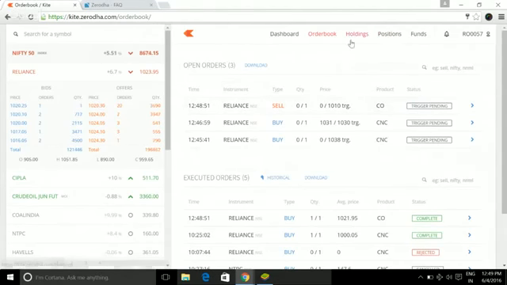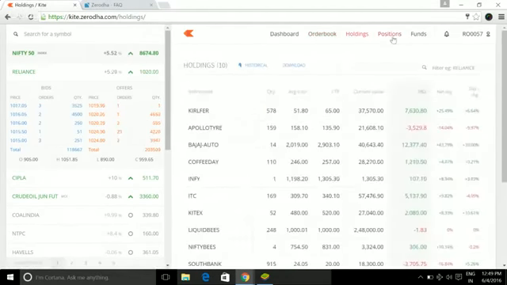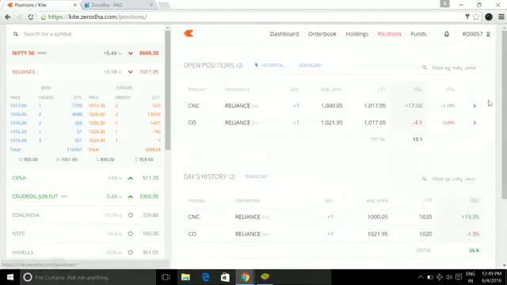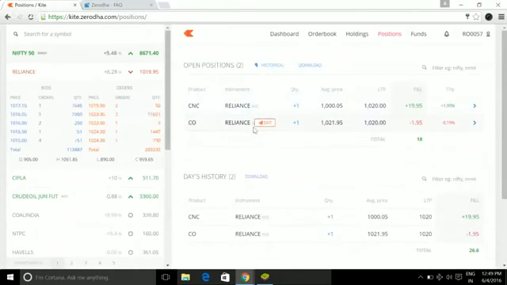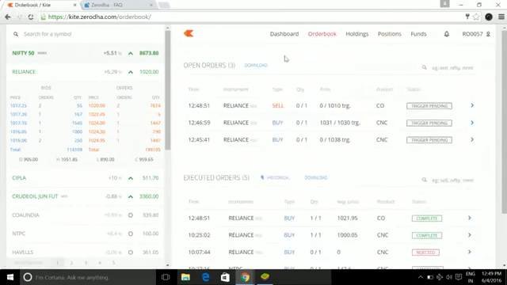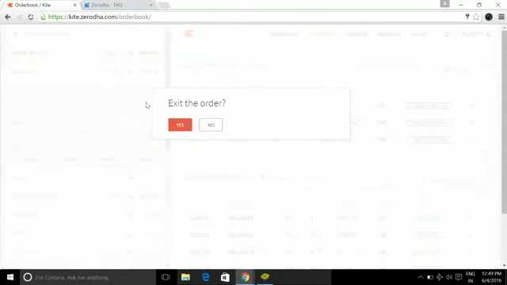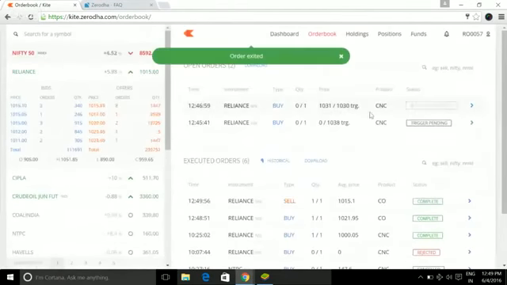The only way to exit a cover order is either to come here and say exit positions. You can either do that, or you can hover on this and say exit positions, like I can click here, or you can come to the order book, click on the stop loss order which is pending for that cover order, and click on exit, right? So I click on exit, it got exited, right?